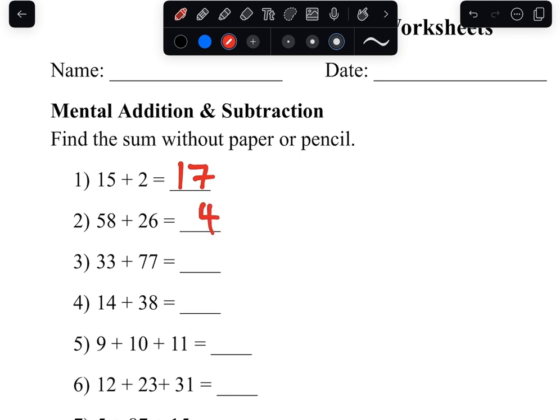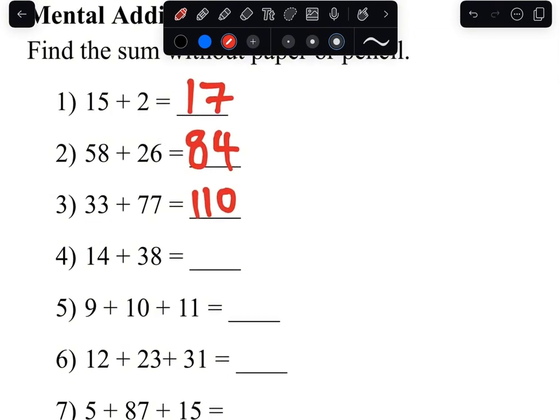So you put a 4. You carry the 1. 5 plus 2 plus 1 is 8. So the answer is 84. Number 3. 3 plus 7 is 10. You carry the 1. 3 plus 7 plus 1 is 11. So the answer is 110.